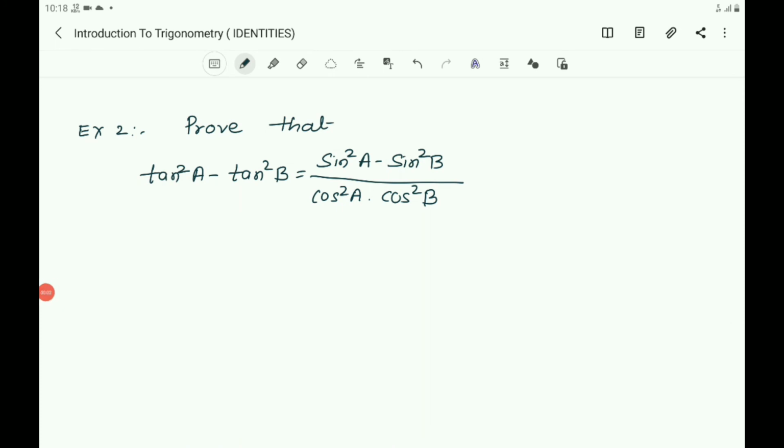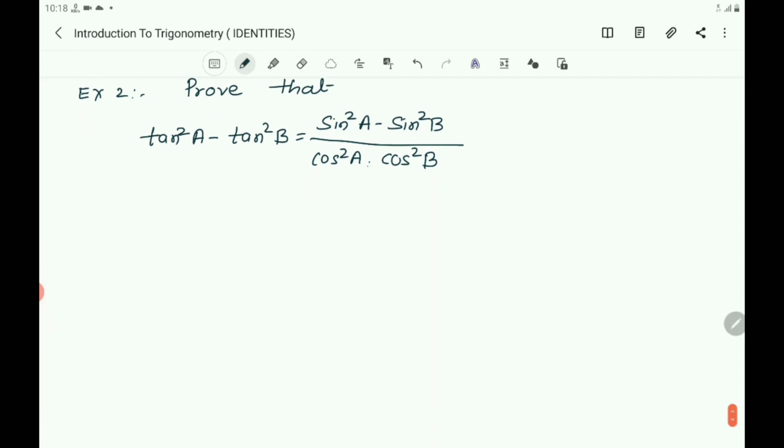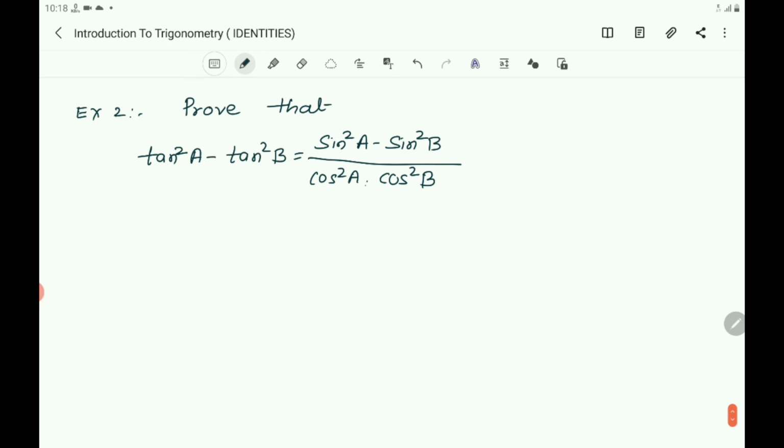The second one is, prove that tan square A minus tan square B equals sin square A minus sin square B by cos square A into cos square B. Now you consider the LHS. What is there in the LHS? That is tan square A minus tan square B. So you take LHS equals tan square A minus tan square B.